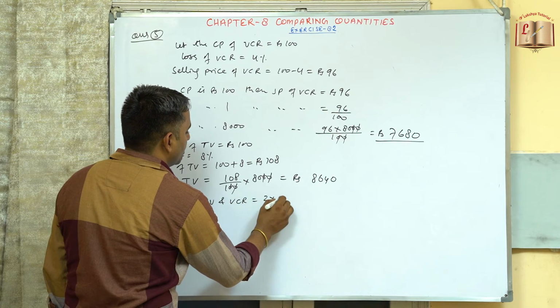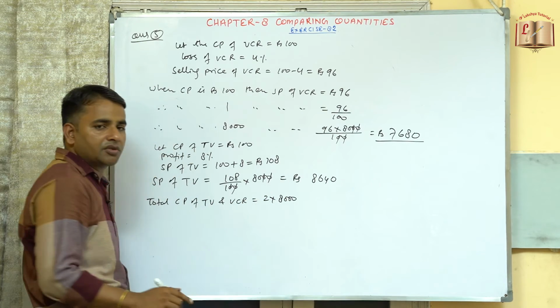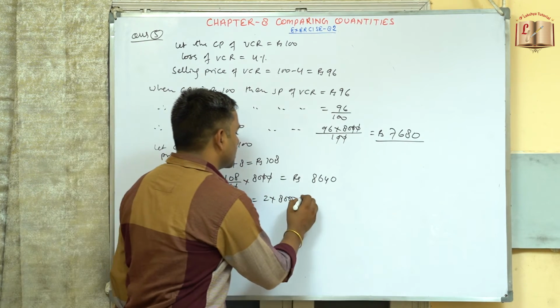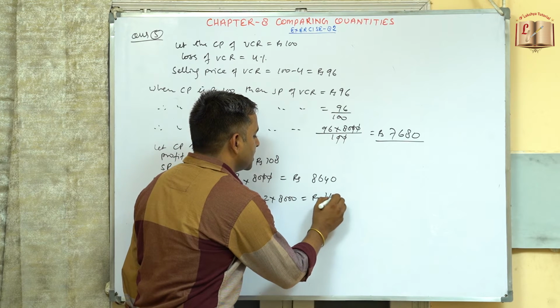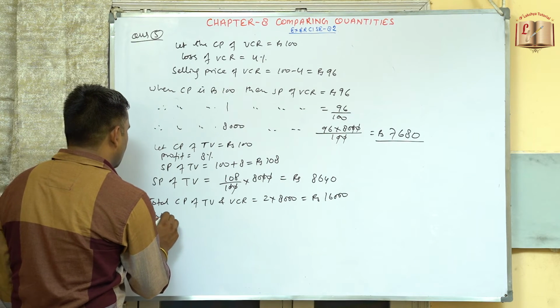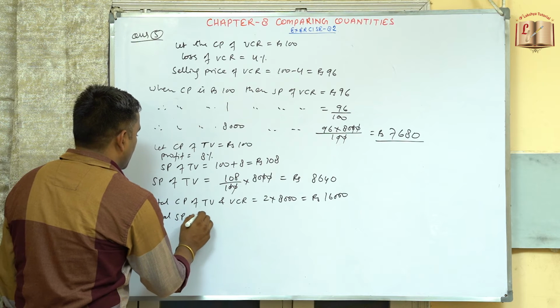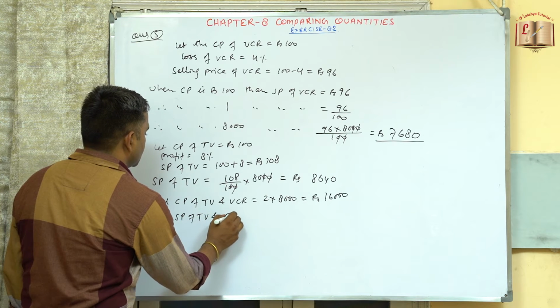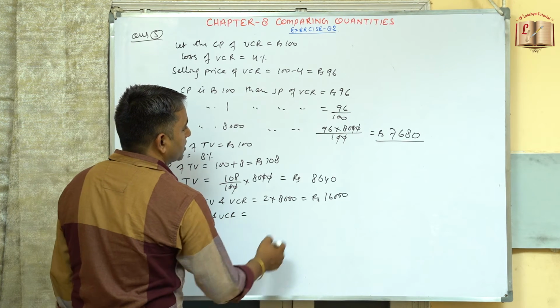Now we'll find out the total CP of TV and VCR. So this is 2 into 8000, because 8000 is for one, now how much will it be for both? This will be equals to rupees 16000. Similarly, we will find out the total SP of TV and VCR.